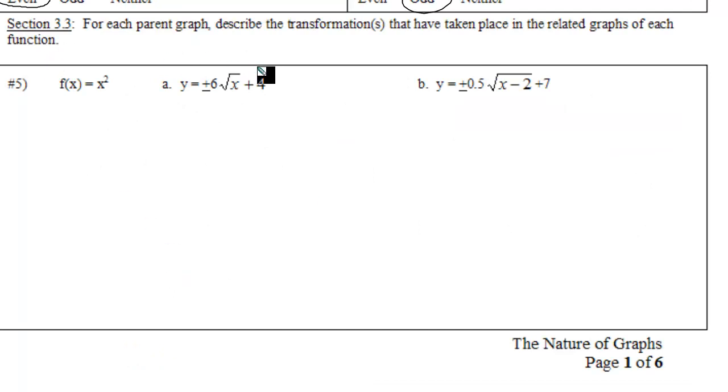For each parent graph, describe the transformations that take place in the related graphs of each function. Previously, I had told you to always do stretching, shrinking first, reflections second, and then translations third.